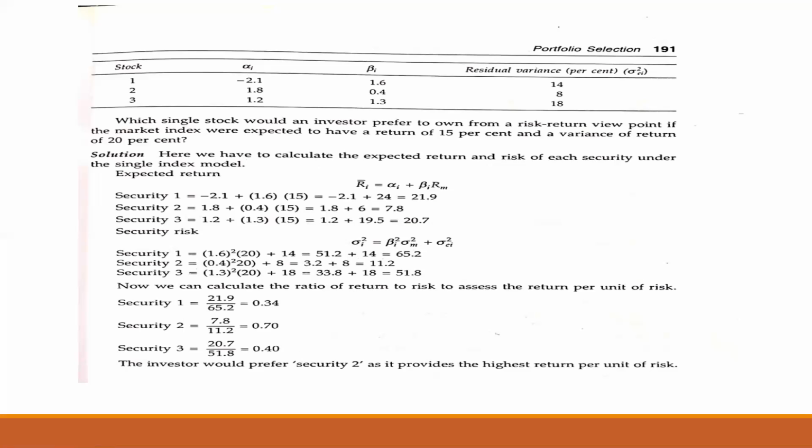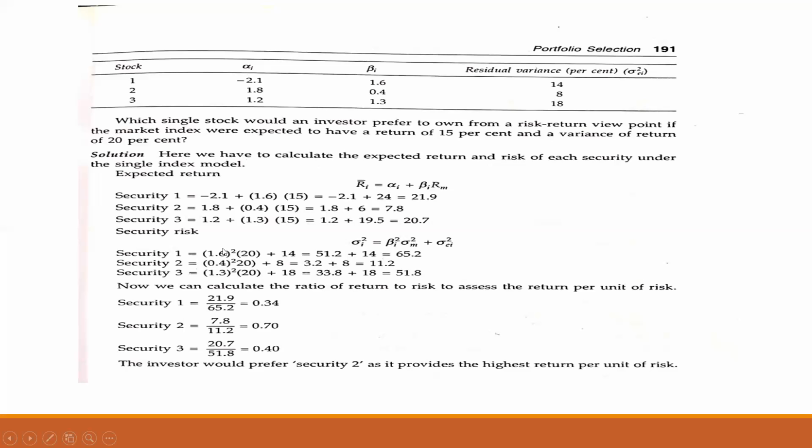From this, we can understand that at first glance, even though we see that the security 1 is giving you the highest return and security 2 is giving the lowest return, when we look into it in detail, we can see that the risk involved in security 1 is highest and the risk involved in security 2 is the least. And the percent of return you get for bearing the risk is highest in case of security 2. For a unit of risk that you bear, you're going to get 0.70 return, whereas in case of security 1, you're going to get only 0.34. So the investor would prefer security 2 as it provides the highest return per unit of risk.